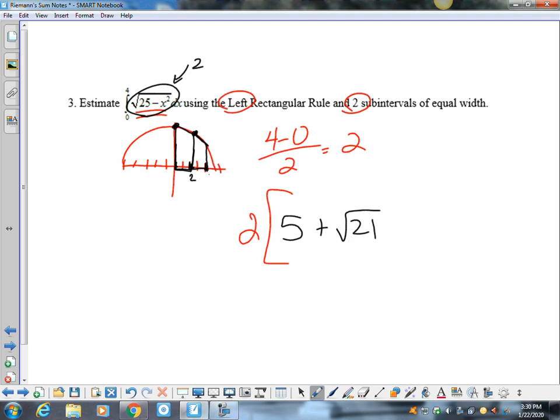And then I'm going to plug in a 4. No, I'm not going to plug in a 4 because that's the end. I only want 2 subintervals. So that would be 10 plus 2 root 21. And if this was multiple choice, they would leave it like that. I very seriously doubt they'd give you this problem on a calculator active. So they want the clean, pure answer like that.